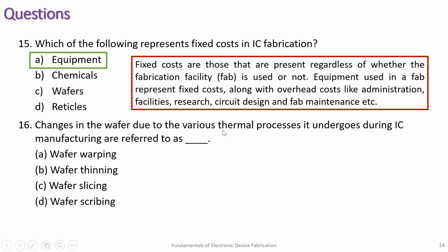Changes in the wafer due to various thermal processes it undergoes during the IC manufacturing is referred to as, I've mentioned this during the summarizing part. So thermal treatment or heat treatment we are giving, then what happens to the wafer?